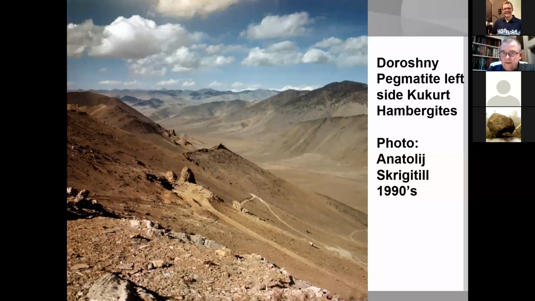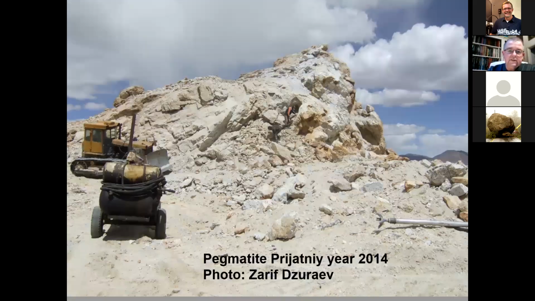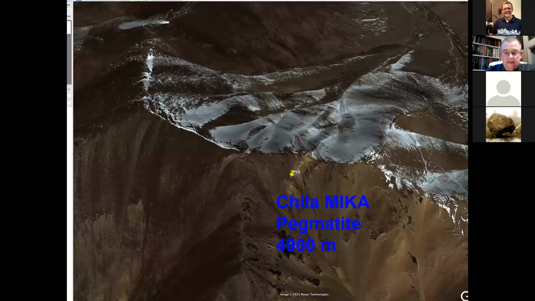And here is Doroshny pegmatite. This had the best hambergites and a huge number of 2, 3, 4 centimeter hambergites, some 10 centimeter, a beautiful big one, and some of purplish color. We will look at a couple. And here is a geological map of Doroshny pegmatite. Here is Priatny, just to show you a little idea. And here is Shilamika. I have marked it.